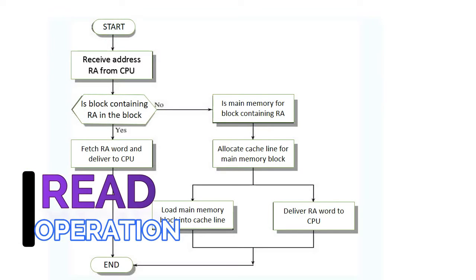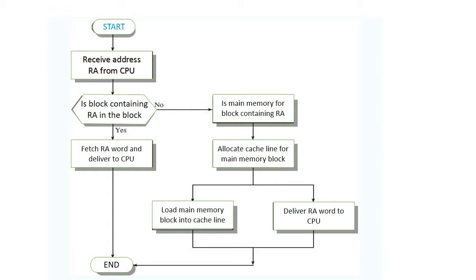Lastly, the read operation. The process begins with start, then the CPU will receive the RA. Is the block containing RA in cache? If yes, fetch the RA word and deliver it to the CPU, but if no, access main memory for the block containing RA. Then allocate a cache line for the main memory block, and load the main memory block and deliver the RA word to the CPU. That is the end of the read operation.